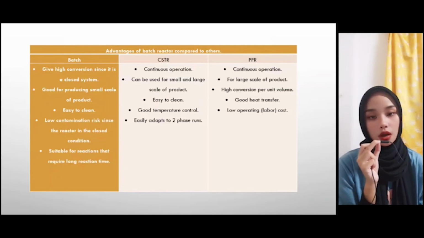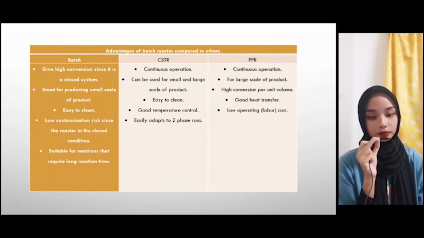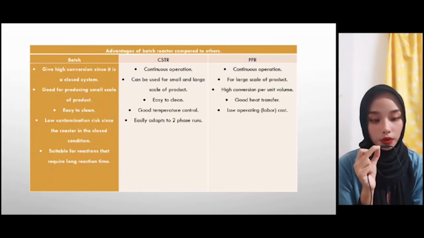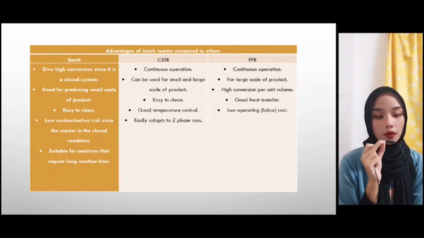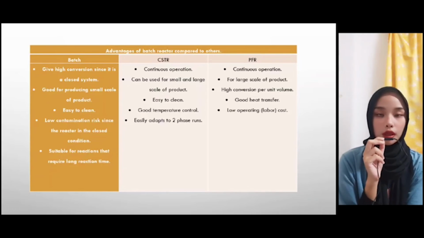Okay, for CSTR, the advantage of CSTR is continuous operating. Can be used for small and large scale of product, easy to clean, good temperature control, and easily adapts to two-phase run. The advantage for plug flow reactor is it is also continuous operation like CSTR. Used for large scale of product, high conversion per unit volume, has good heat transfer, and low operating cost.